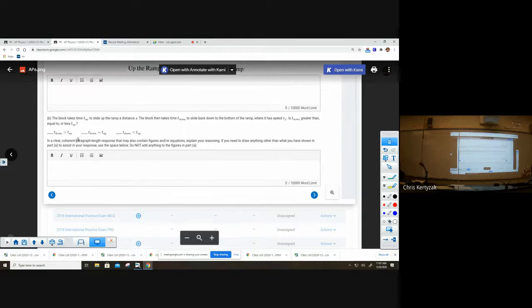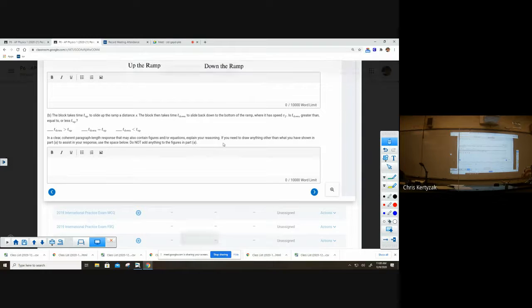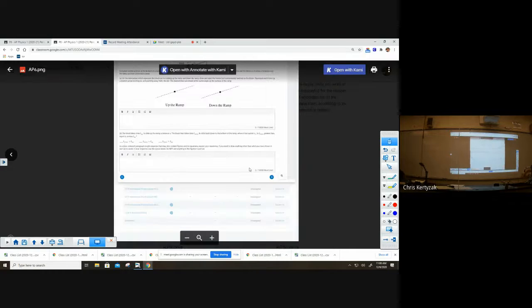Clear, coherent means easy to read. Clear meaning not confusing. Coherent meaning the logical sequence of descriptions. But in a paragraph length, right? All right, moving on.